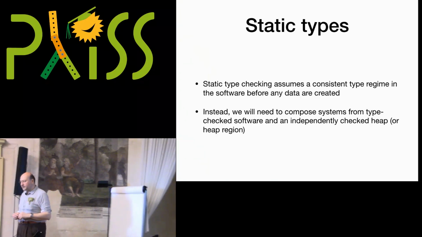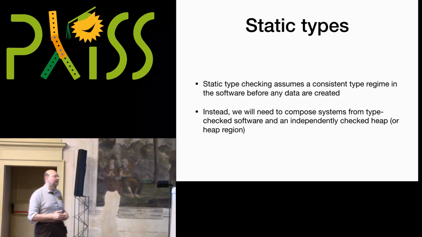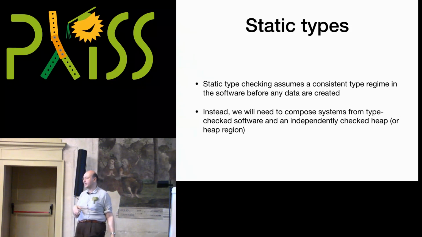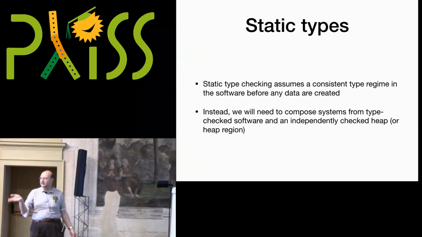There's a particularly interesting problem with static types. Generally speaking, static type systems assume that the program is type checked before the data are created. So you run a program, you run a type checker, it says, okie dokie, this is all good. And then you run the program and stuff appears. That's not going to work in this system because the stuff existed before the program was type checked, or the program could change and the types could be checked.